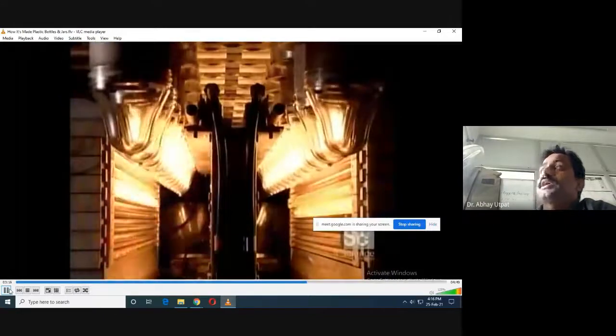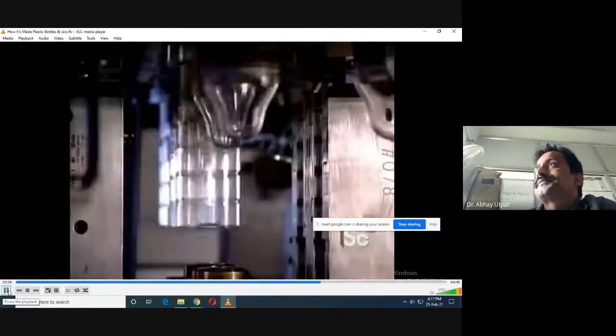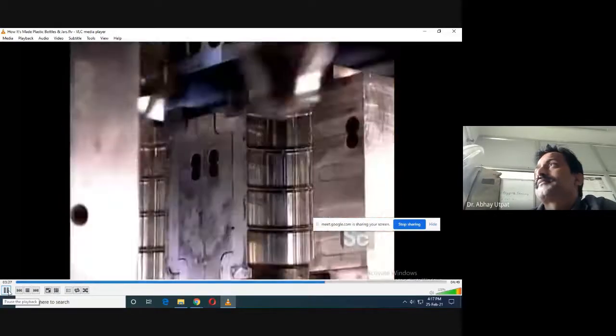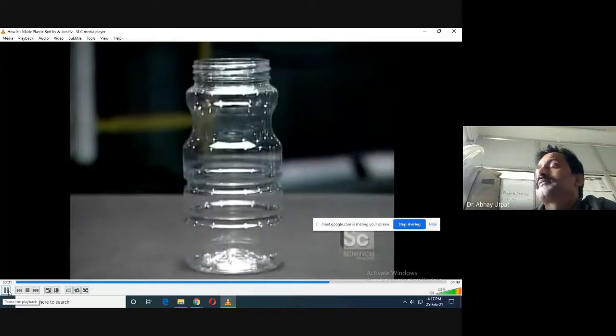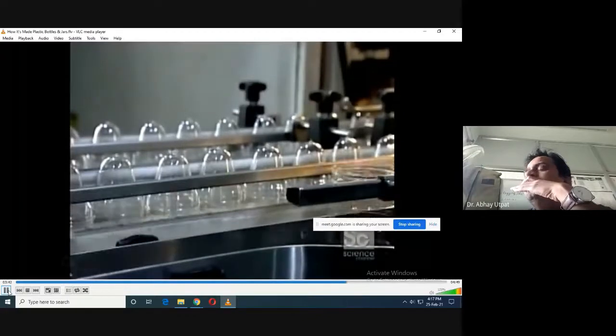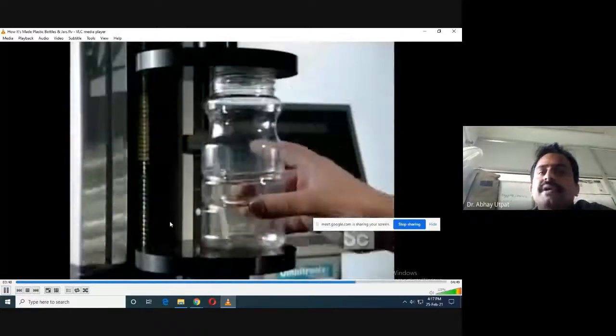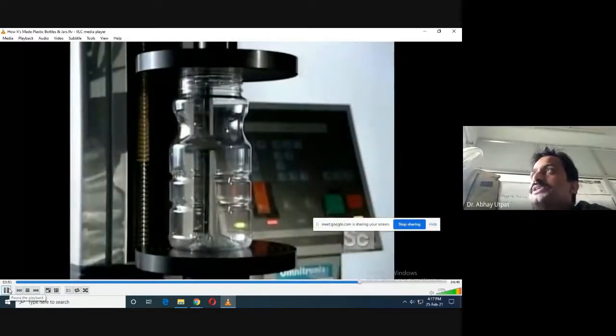See now, this is the parison which is converted into the jar. They are heated, preheated. The parison is converted into jar. Depending upon the requirement, it is prepared. This is compression test. Check how test is carried out.